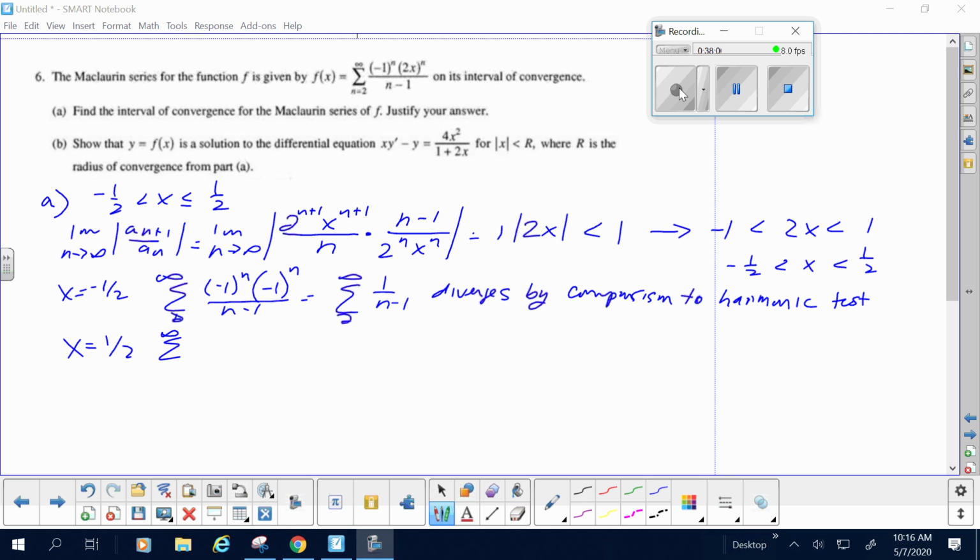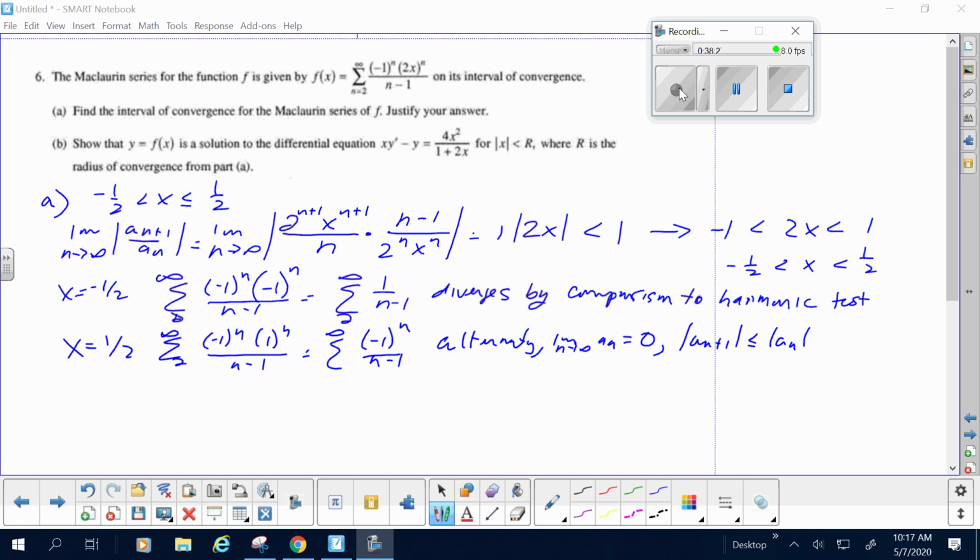At x equal to 1/2, it is negative 1 to the n, and 2 times 1/2 is 1 to the n, which is just 1. Therefore, this is like an alternating series. This one I did say is alternating. The terms approach 0, and the terms decrease in absolute value. So it conditionally converges. And that's why I included positive 1/2, but not negative 1/2.